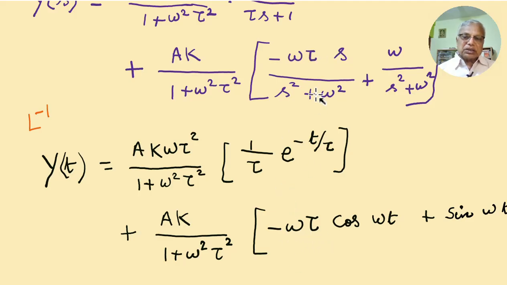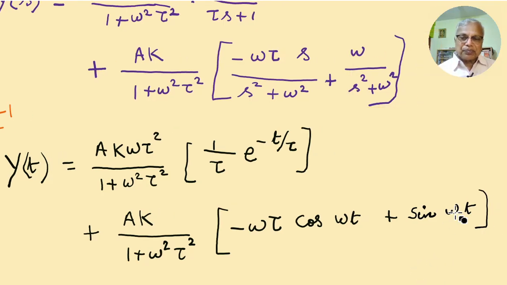Now here if you see, minus omega tau is a constant. Next, what is left? S. So s by s square plus omega square. S by s square plus omega square is what? Inverse of that is cos. And inverse of omega by s square plus omega square is sine omega t. So this is after taking inverse.